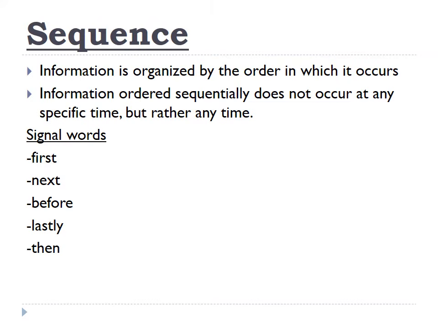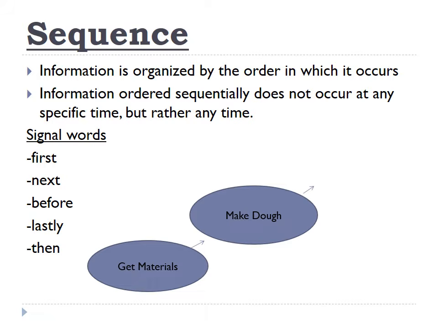The next type is sequence. Information is organized by the order in which it occurs. Information ordered sequentially does not occur at any specific time, but rather any time. Signal words include first, next, before, lastly, and then. For example, let's say you're going to make some cookies. First you have to get your materials, then you have to make your dough, and then you have to cook your dough. You do not have to do these things at any specific time, but you have to do them in order.